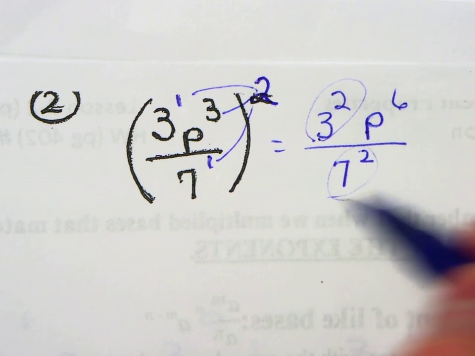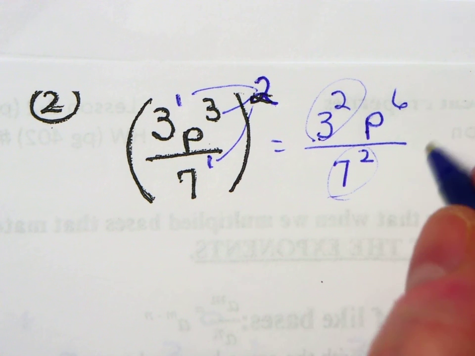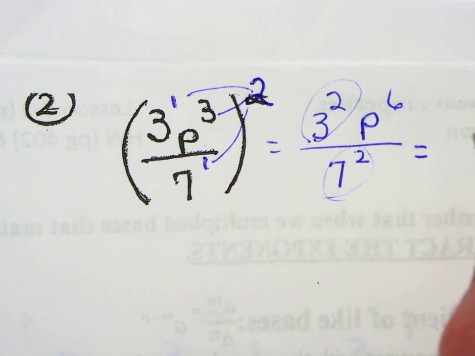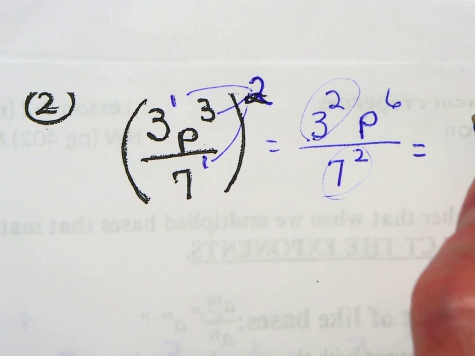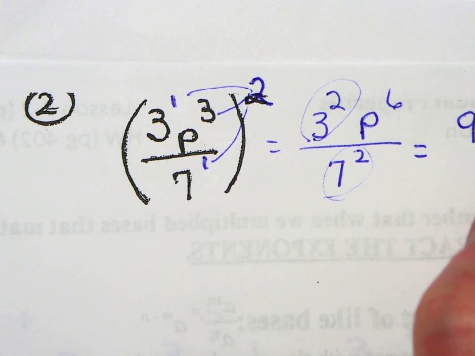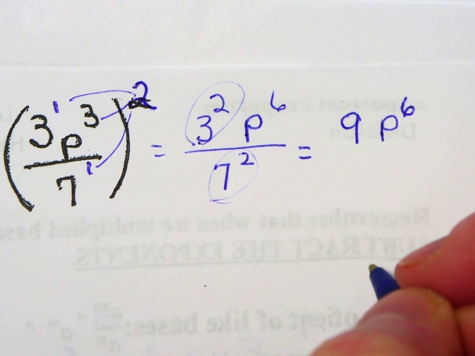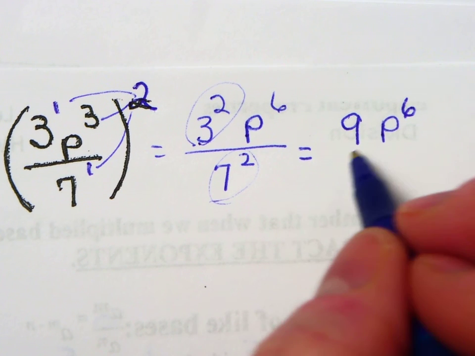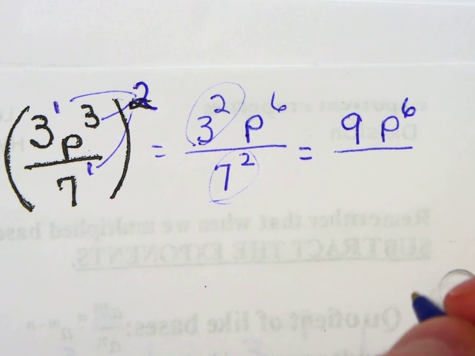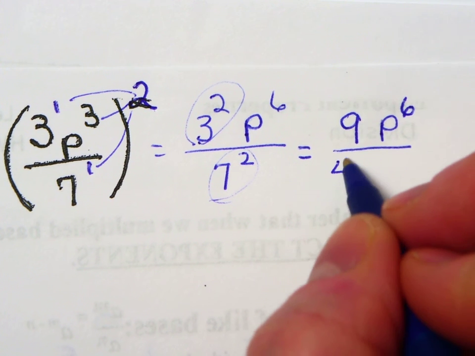3 to the 2nd and 7 to the 2 are going to be normal numbers, right? So let's write those down. 3 to the 2nd is a 9. 3 times 3 is 9. P raised to the 6th, right? And what's 7 to the 2nd power? 49. Good. Nobody said 14.